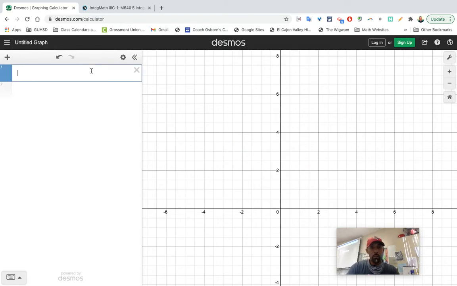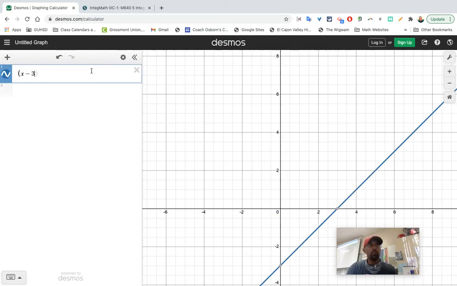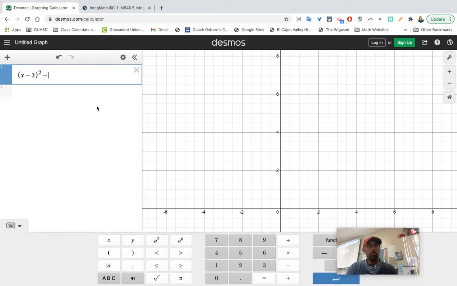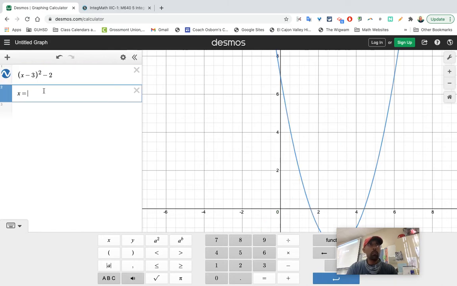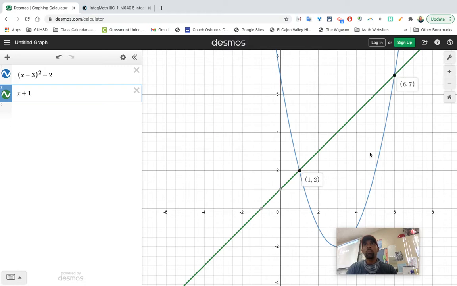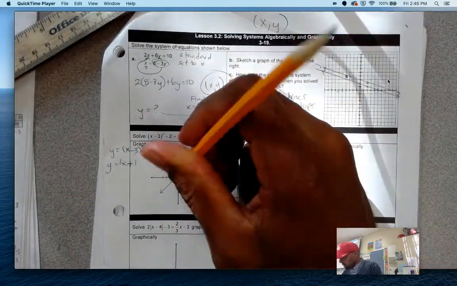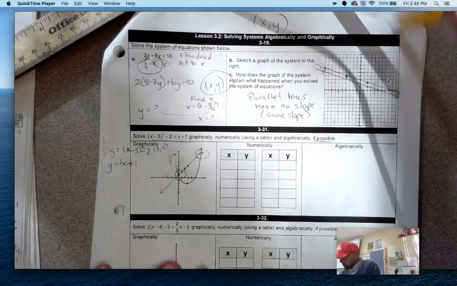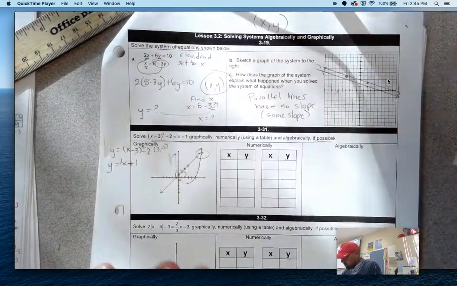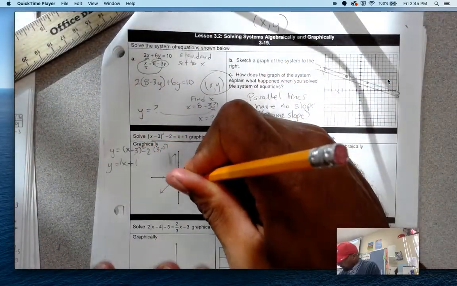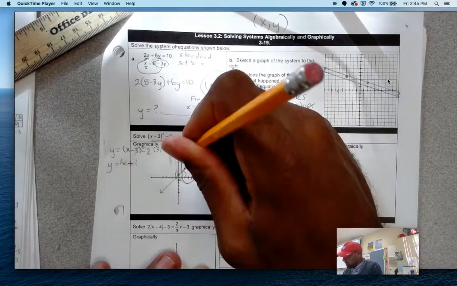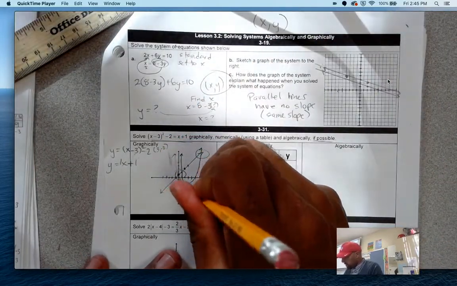So here I get x minus 3. Go down here to the calculator and turn on the square. Minus 2, and then x plus 1. Okay, so then here I can see there's a solution, and there's a solution. So there's a solution at 1, 2, and 6, 7. Okay, so it's actually a little bit closer to here, which means my graph's just a little bit off. So I probably want to make it kind of curve up like that. And you can double check all these things with Desmos.